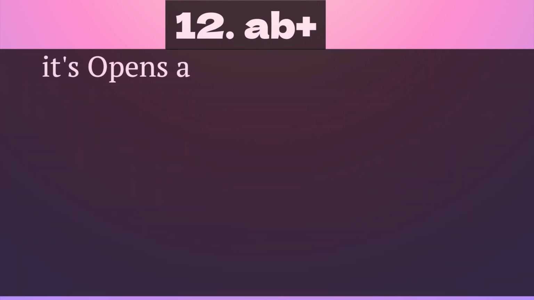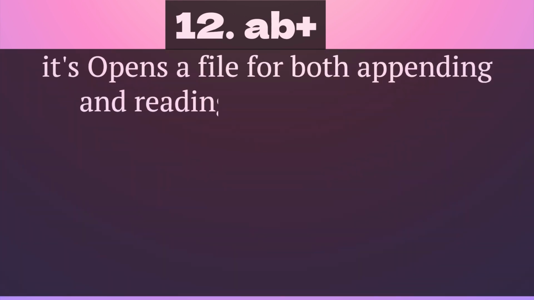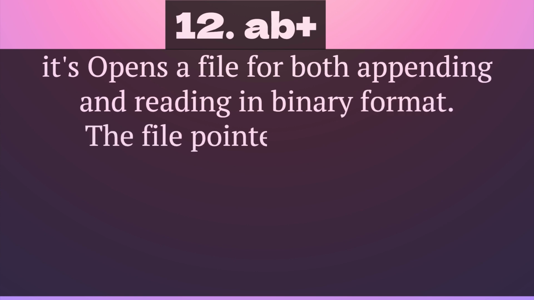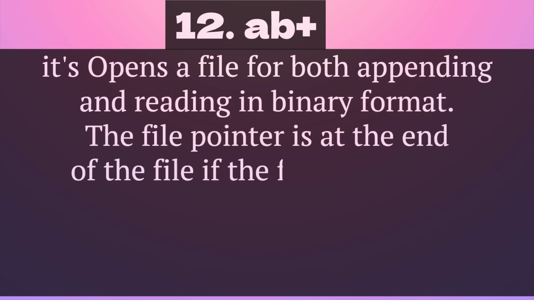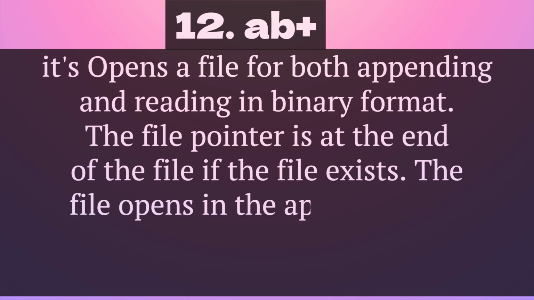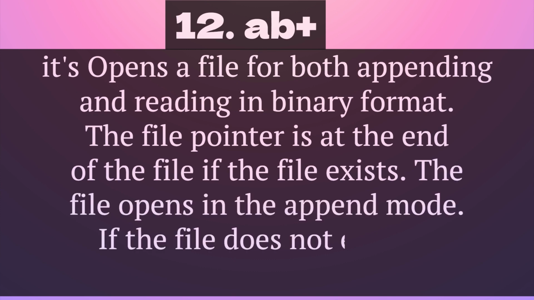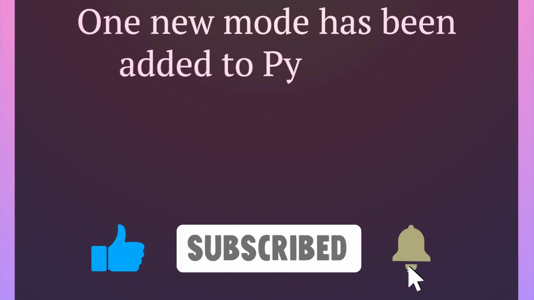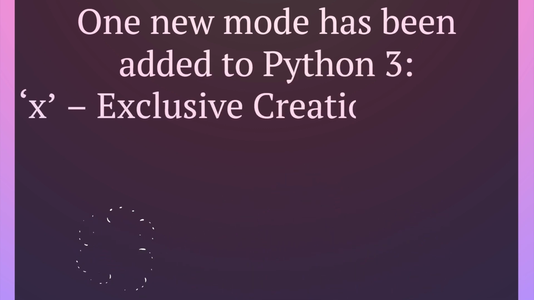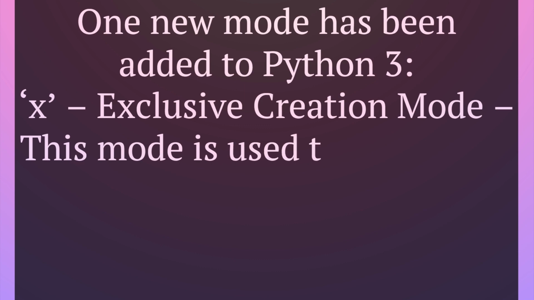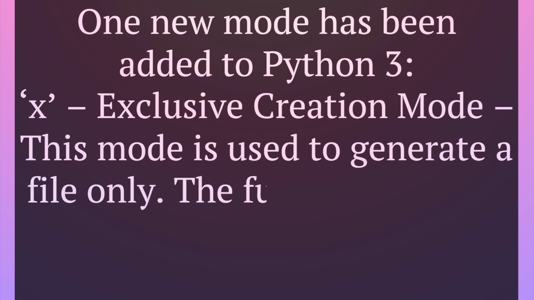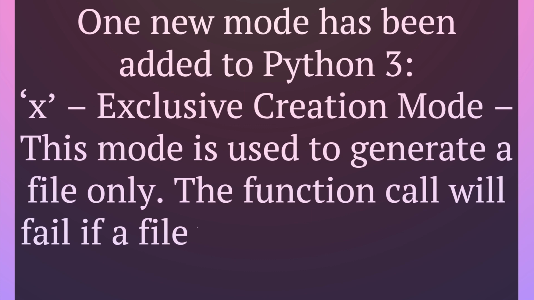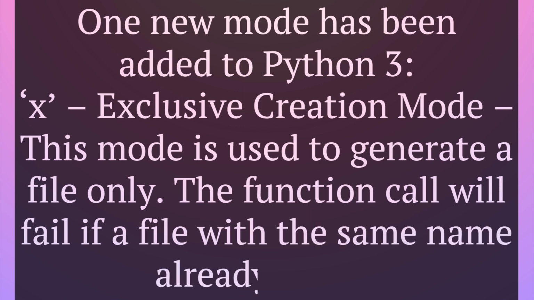12. ab+. It opens a file for both appending and reading in binary format. The file pointer is at the end of the file if the file exists. The file opens in the append mode. If the file does not exist, it creates a new file for reading and writing. One new mode has been added to Python 3.x. Exclusive creation mode. This mode is used to generate a file only. The function call will fail if a file with the same name already exists.